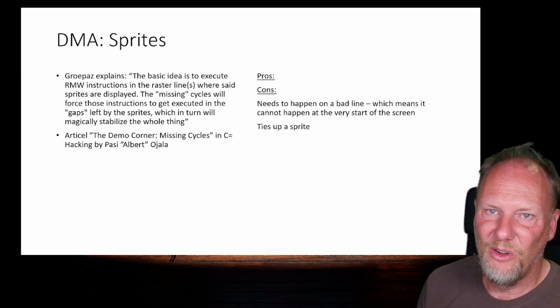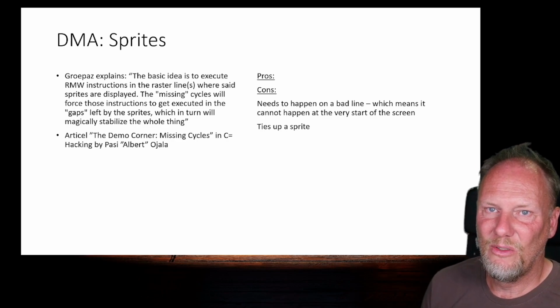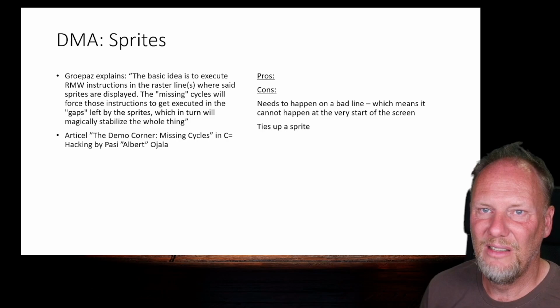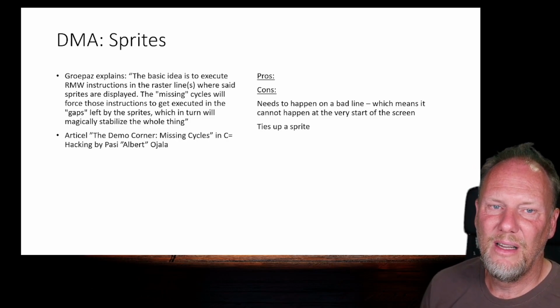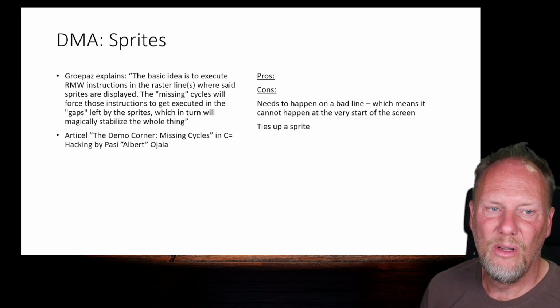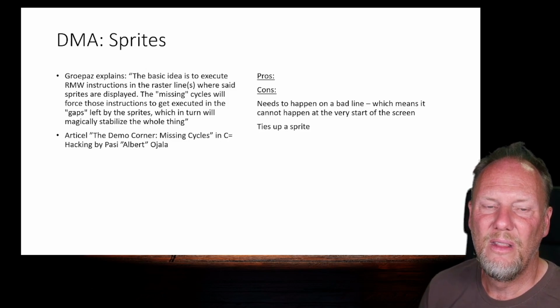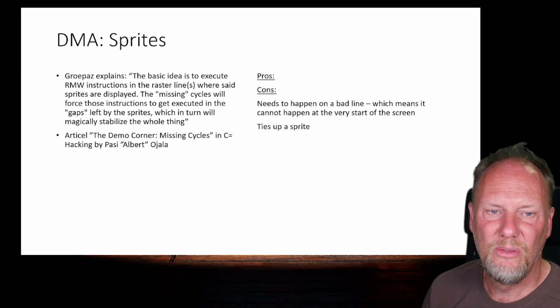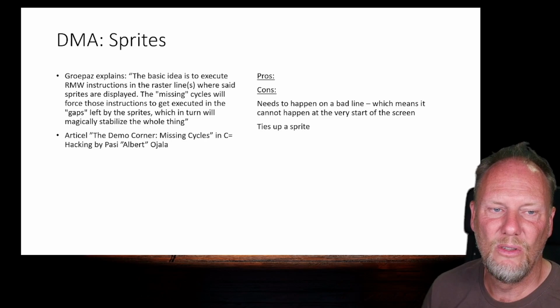There is a discussion on CSDB about this, and Groepaz, the guy that's heading VICE, the C64 emulator, explains it like this: the basic idea is to execute an RMW, a read-modify-write instruction, in the raster lines where the said sprites are displayed. The missing cycles will force those instructions to get executed in the gaps left by the sprites, which in turn will magically stabilize the whole thing.